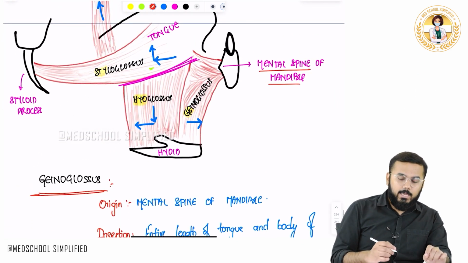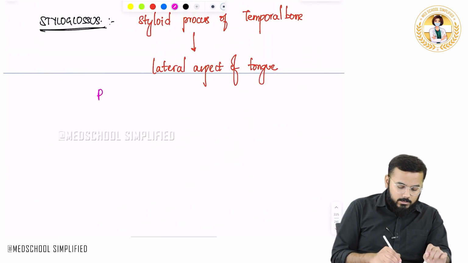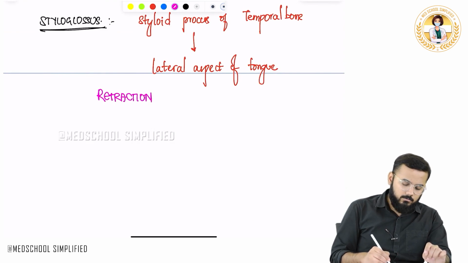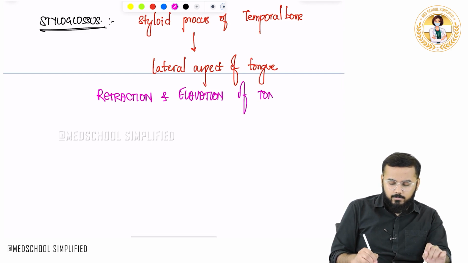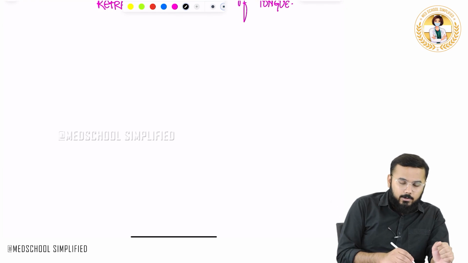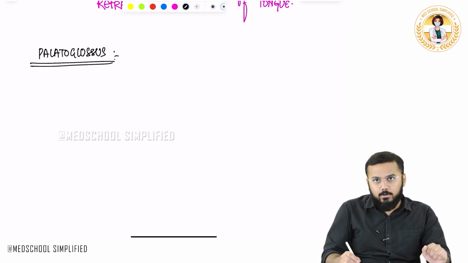Okay, let us look at the action of the styloglossus. See, styloglossus again, two important actions, retraction and elevation of the tongue, right? So, it is a retraction and elevation of the tongue. Next important muscle we shall be discussing is the palatoglossus muscle.